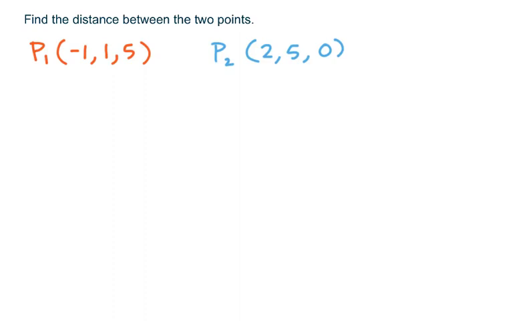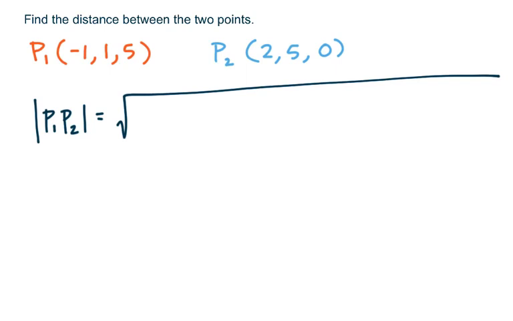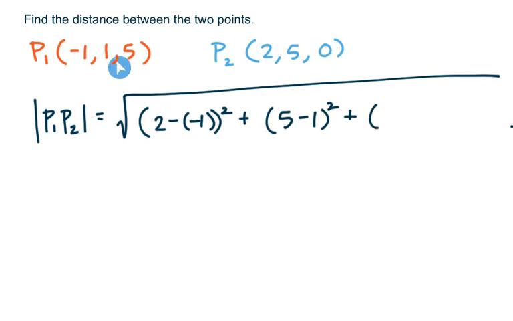Here we're going to apply the distance formula and find the distance between the 2 points that are given. So the distance, or the magnitude of that length from P sub 1 to P sub 2, is going to equal the square root of the difference between my x values, 2 minus negative 1 squared, plus the difference of my y values, 5 minus 1, quantity squared, plus the difference of my z values, 0 minus 5.